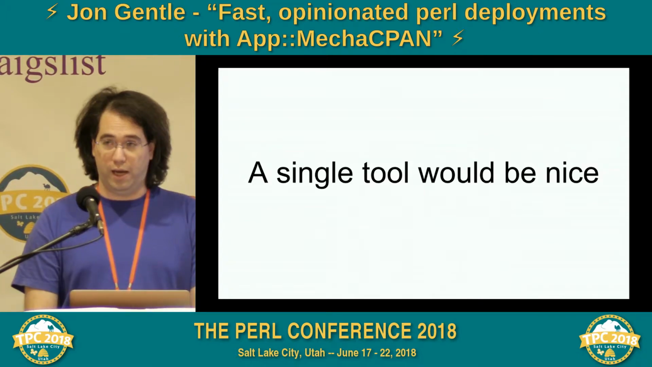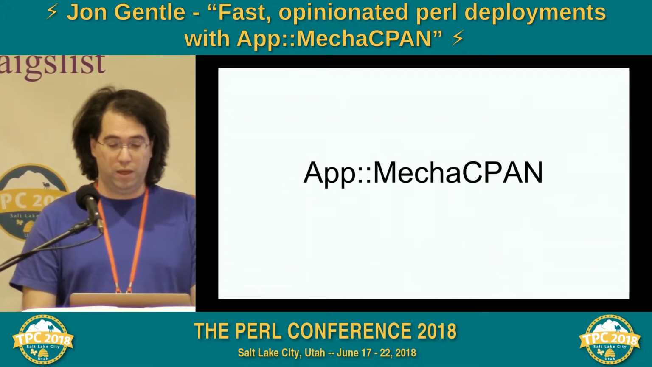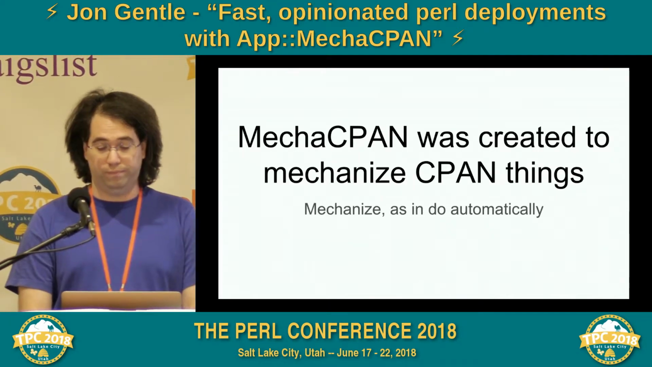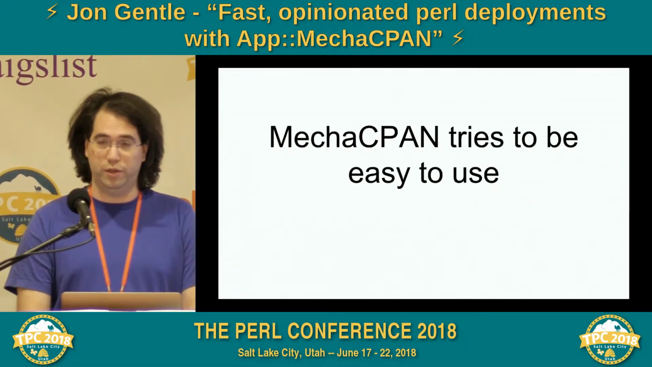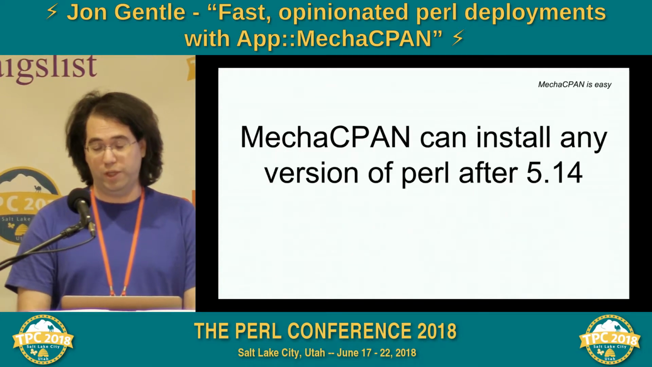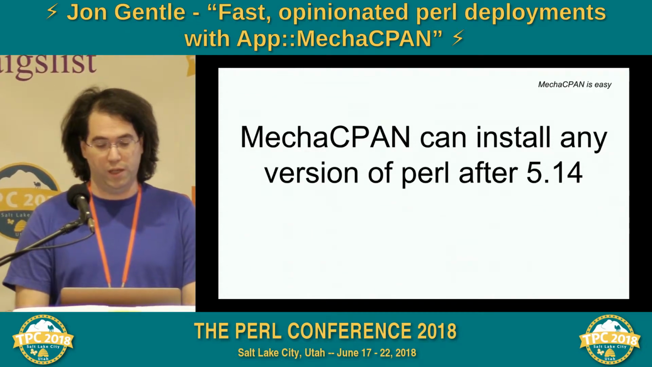So I've created App::MechaCPAN in order to deal with this. I created it to mechanize all CPAN stuff. MechaCPAN attempts to be easy. I try and do things simply. I can install any version of Perl after 5.14. It's just because I'm lazy and haven't figured out a way to run the stuff that I need before 5.14.